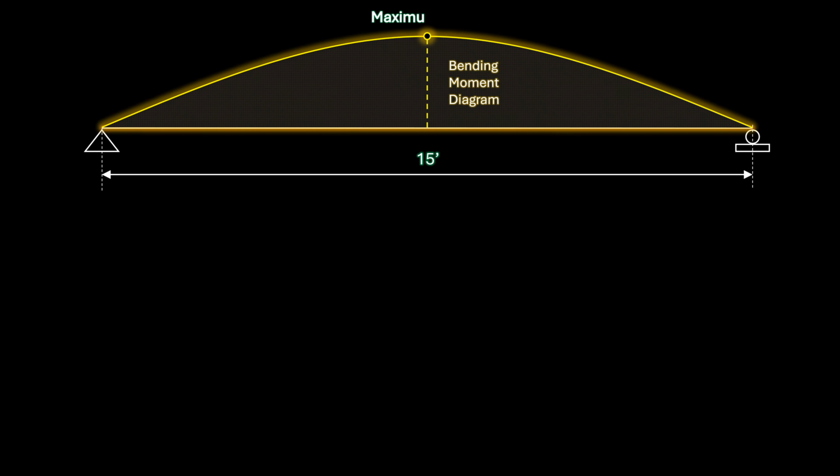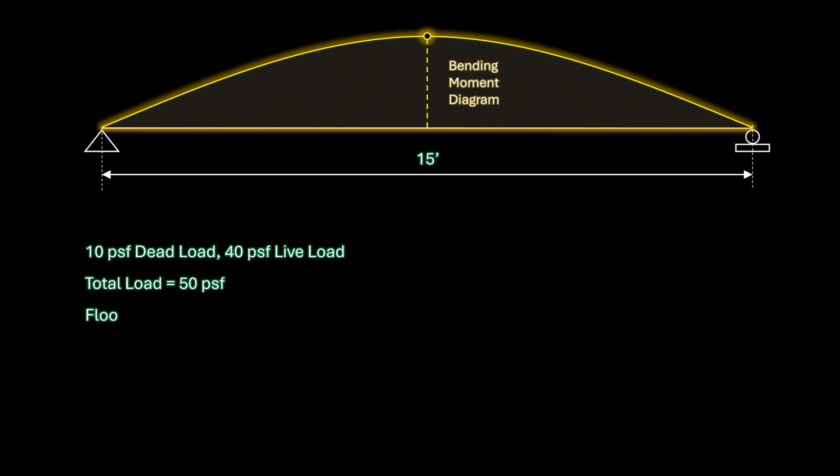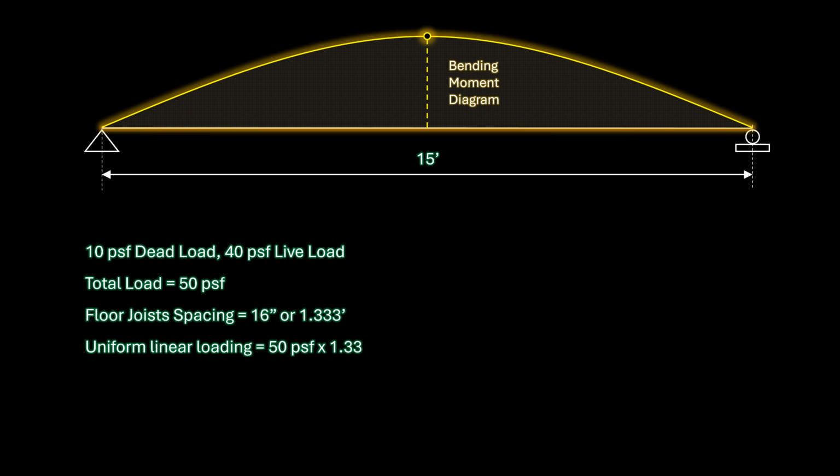The maximum moment of a uniformly loaded joist occurs at the midpoint. To determine the maximum bending moment on the uniformly loaded joist, we first need to determine the load supported by the joist. We already discussed that the joists will support 10 pounds per square foot dead load and 40 pounds per square foot live load, which sums up to 50 pounds per square foot at a spacing of 16 inches on center. This uniform area loading and joist spacing translates to a linear load of 67 pounds per linear foot after multiplying the uniform area load by the 16-inch or 1.333 foot spacing.